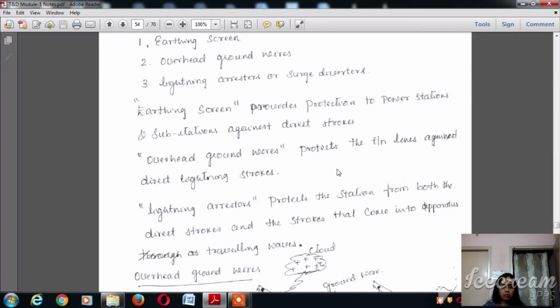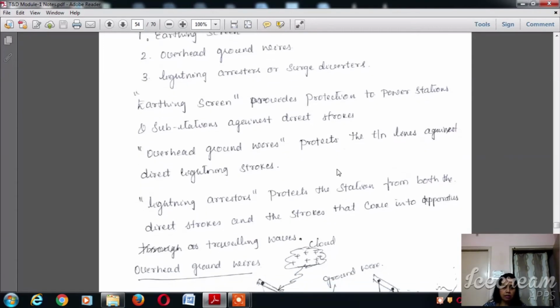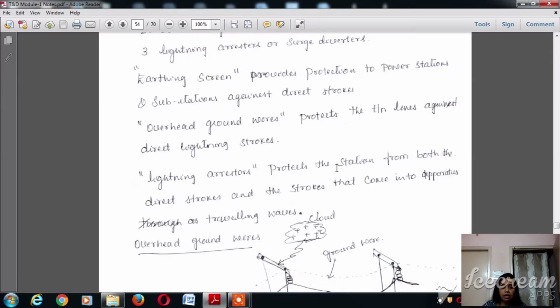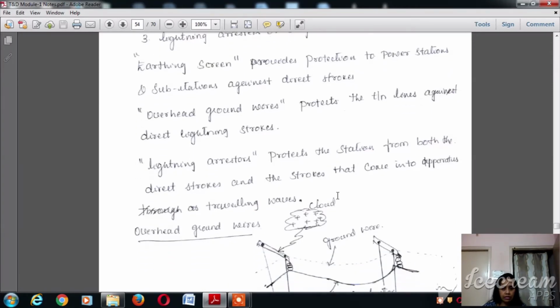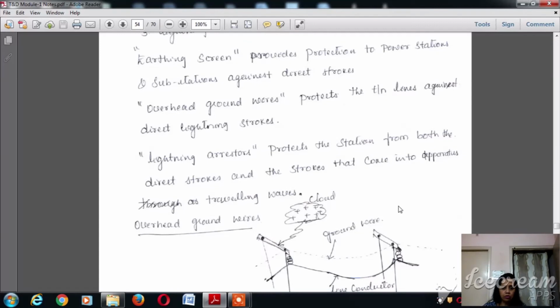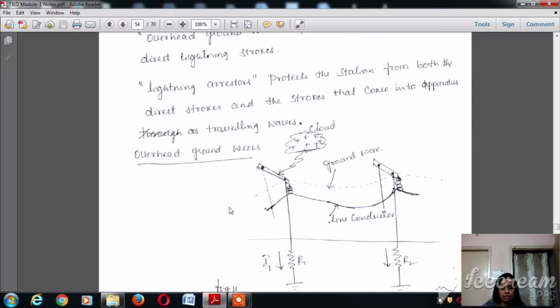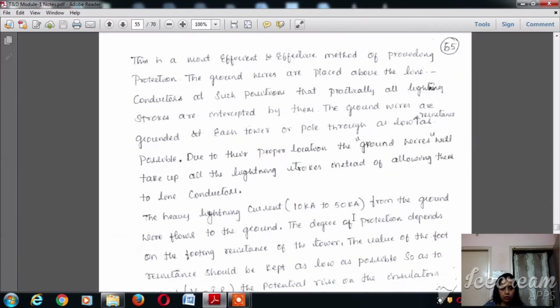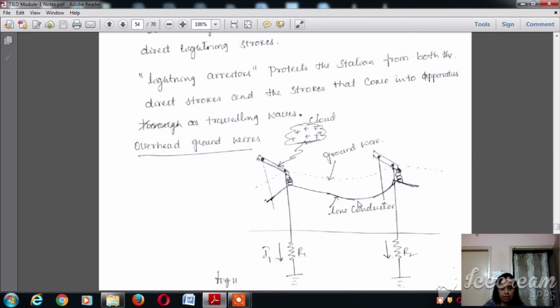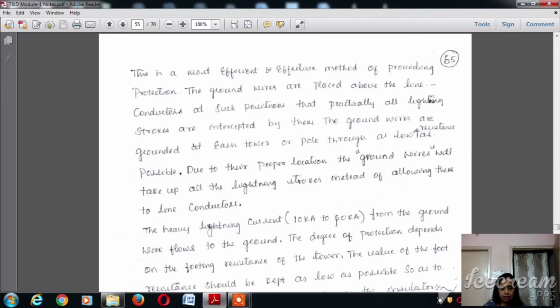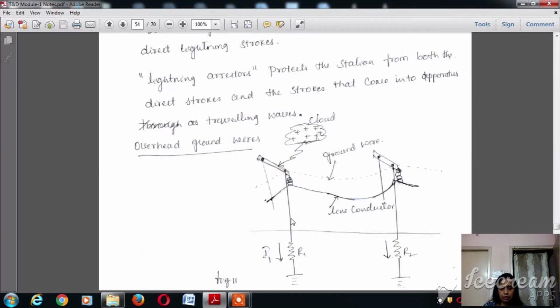Overhead ground wires protect the transmission lines against direct lightning strokes. Lightning arresters protect the station from both direct strokes as well as strokes caused in the conductors as traveling waves. This is the overhead transmission line shown in the figure, which completely explains the lightning conductor and the action that happens during the lightning.